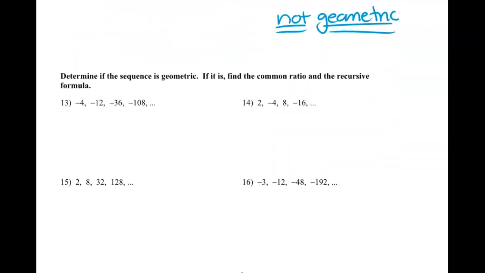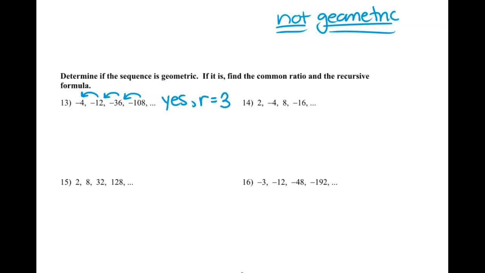For the last section, we're dealing with recursive formulas for geometric sequences. Let's look at 13. Negative 12 divided by negative 4 is 3. Negative 36 divided by negative 12 is 3. Negative 108 divided by negative 36 is 3. So yes, it's geometric, and r equals 3.